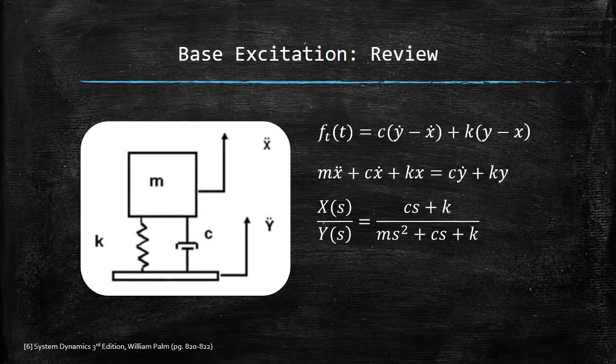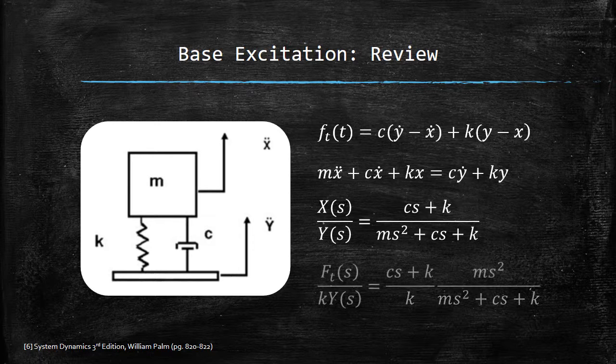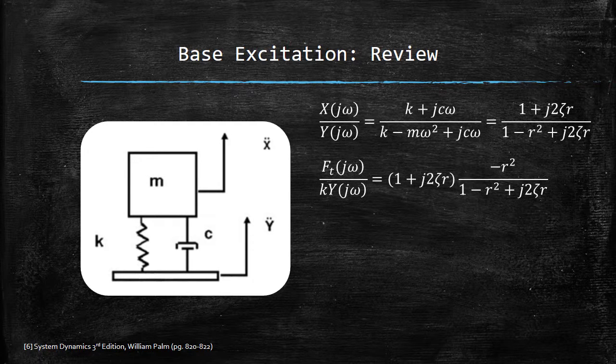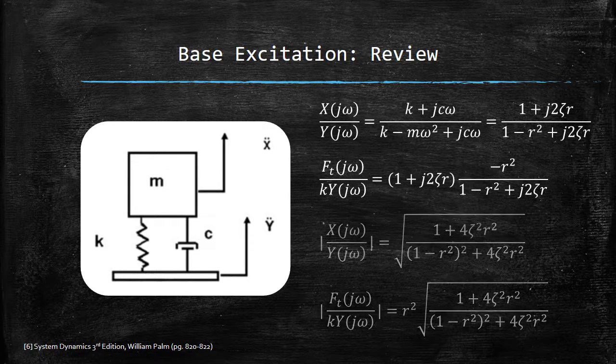Taking the Laplace transformation of the original transmitted force equation and then substituting for x of s in the above equation and dividing by the spring constant k leads to the second desired ratio, the force transmissibility. If the frequency domain is required, then substituting j omega for s in the previous equations leads to both transmissibilities in the frequency domain. And finally, both displacement and force transmissibilities can be expressed as magnitudes.